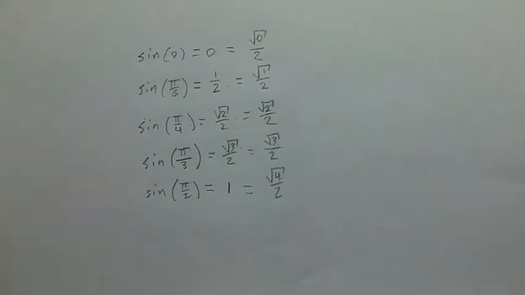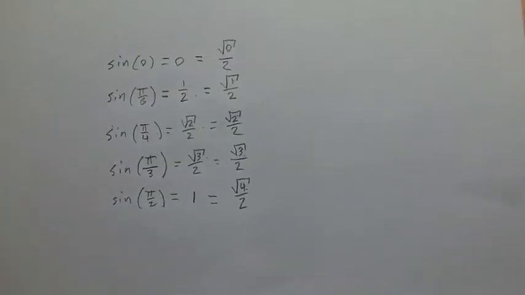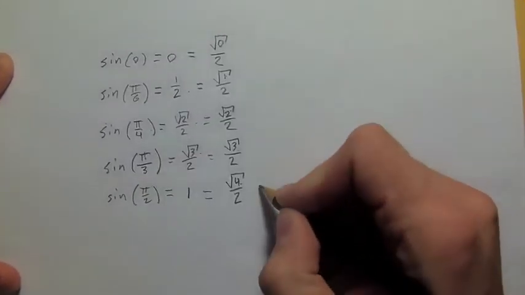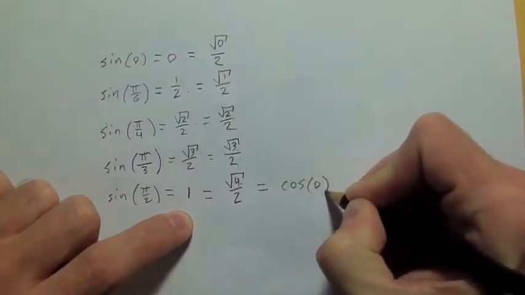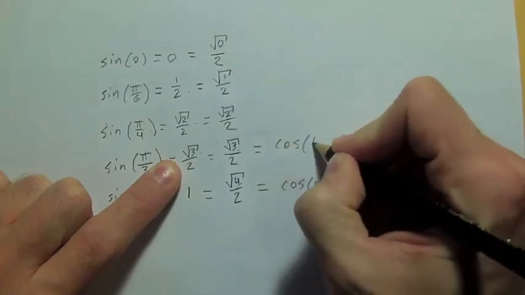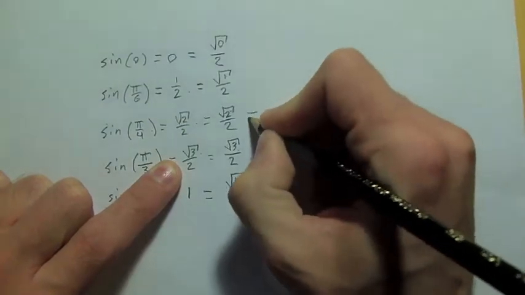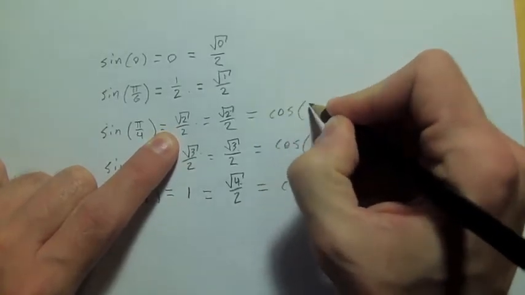Okay? Now, this is sine. Well, what about cosine? Well, I submit that once you know the pattern for sine, you also know the pattern for cosine. Just cosine goes backwards, right? 1 is equal to cosine of 0. Square root of 3 over 2 is equal to cosine of pi over 6. Square root of 2 over 2 is equal to cosine of pi over 4.